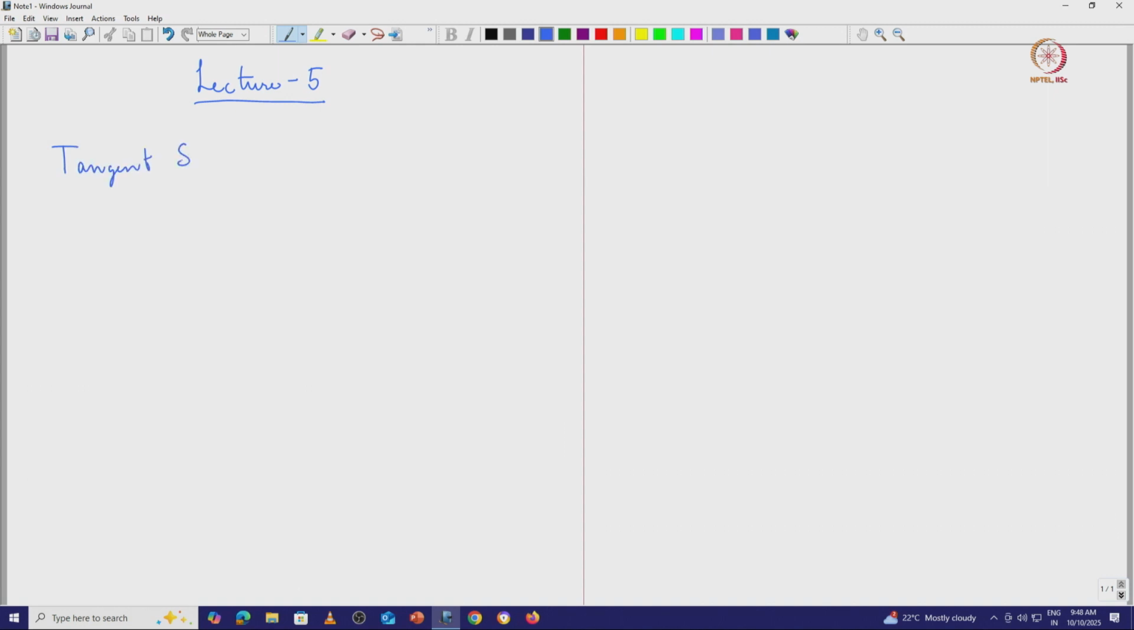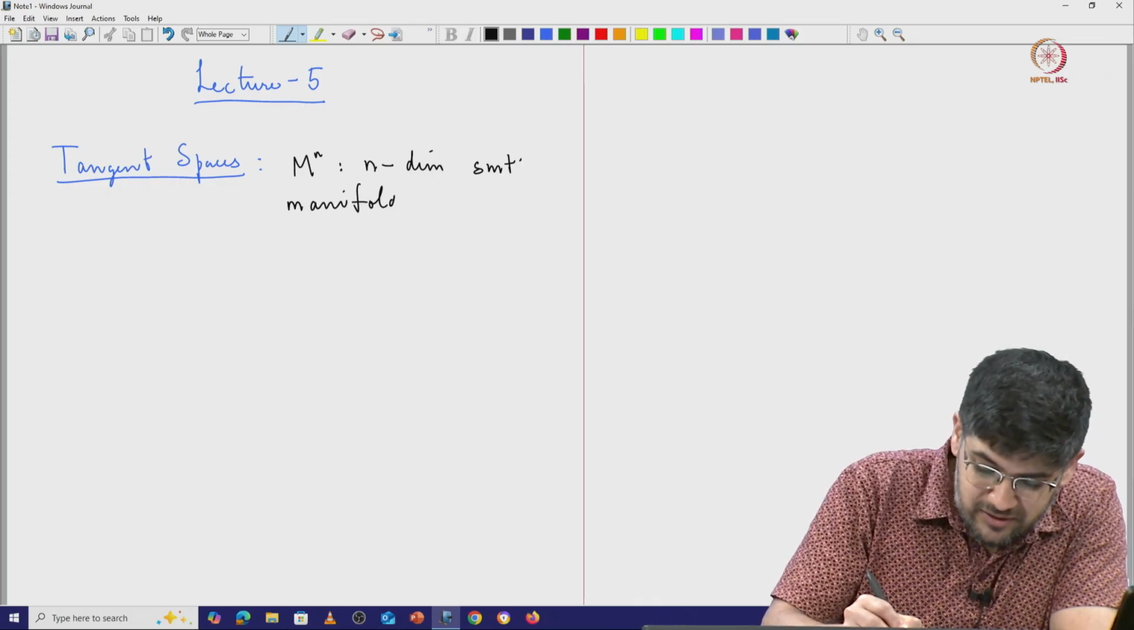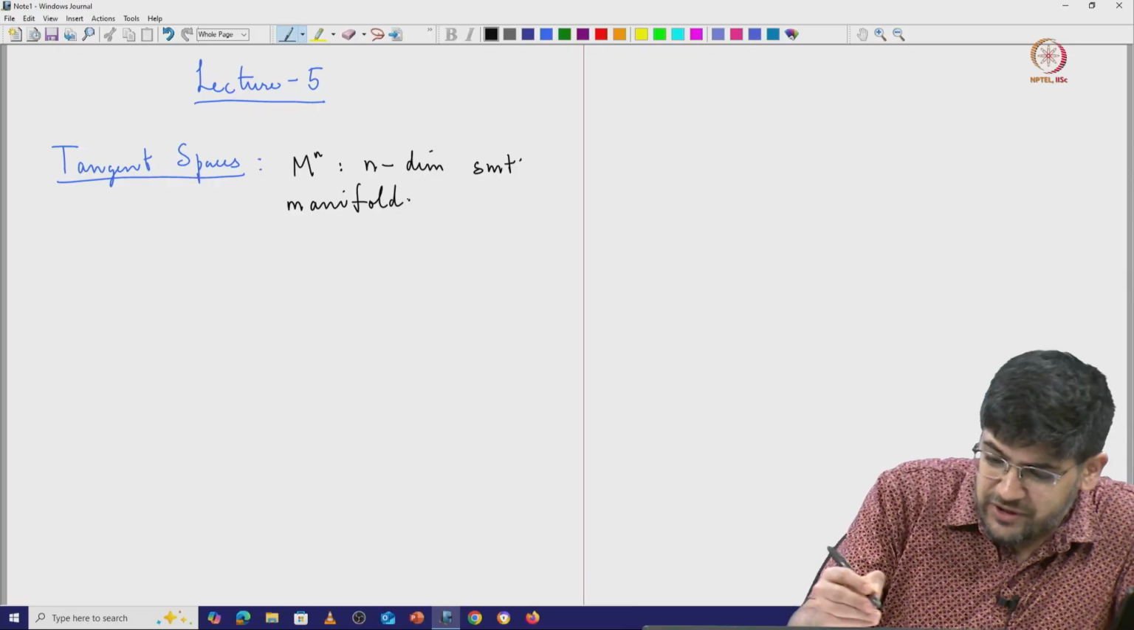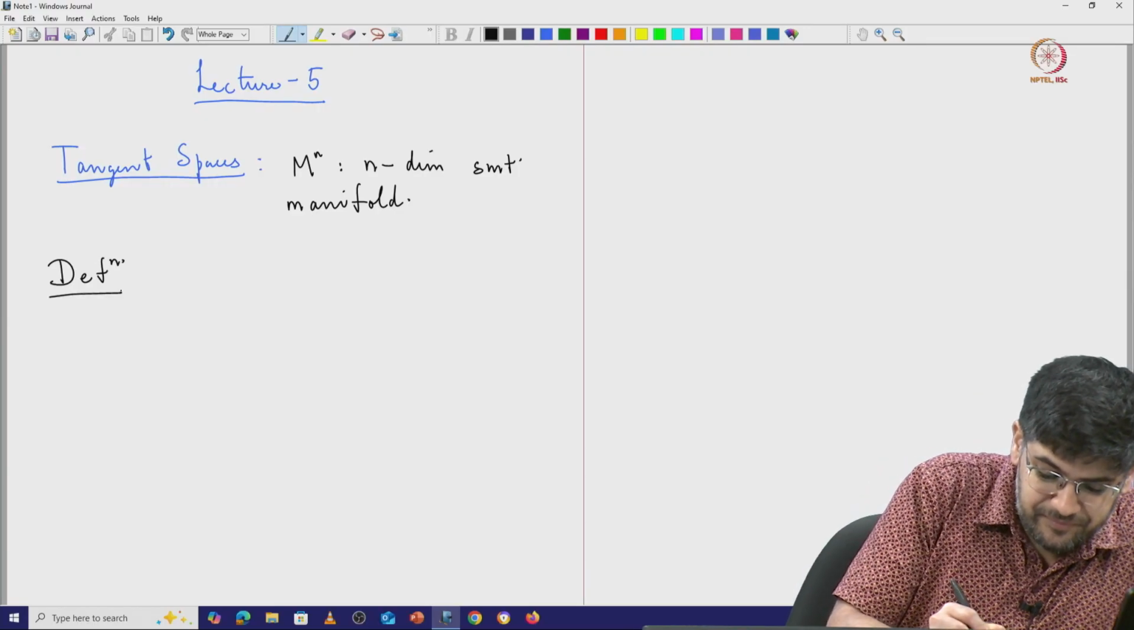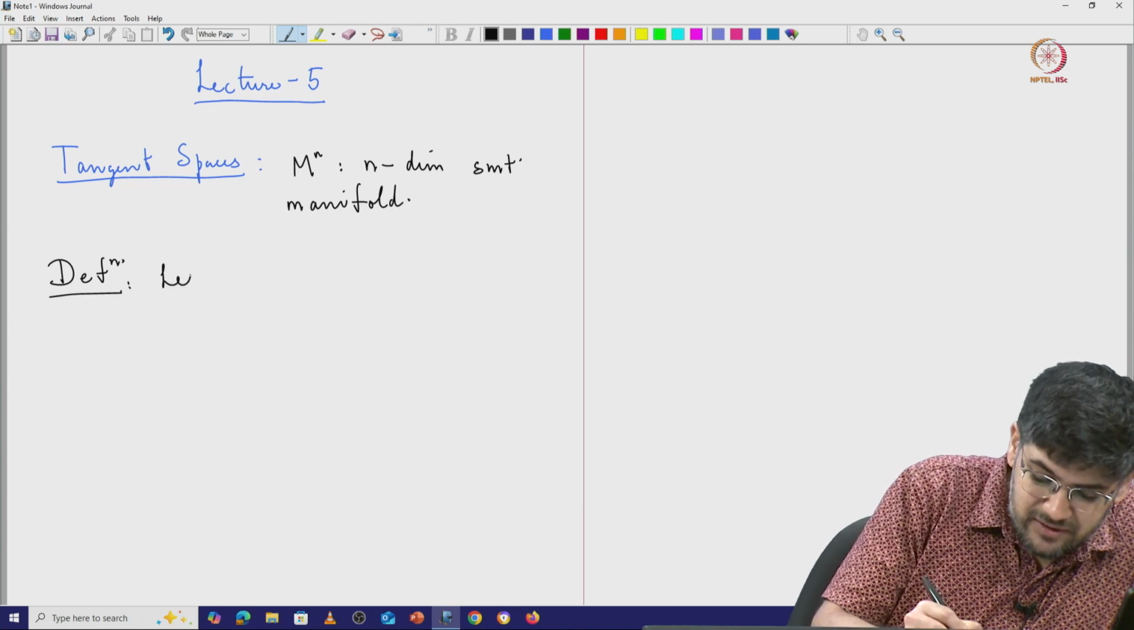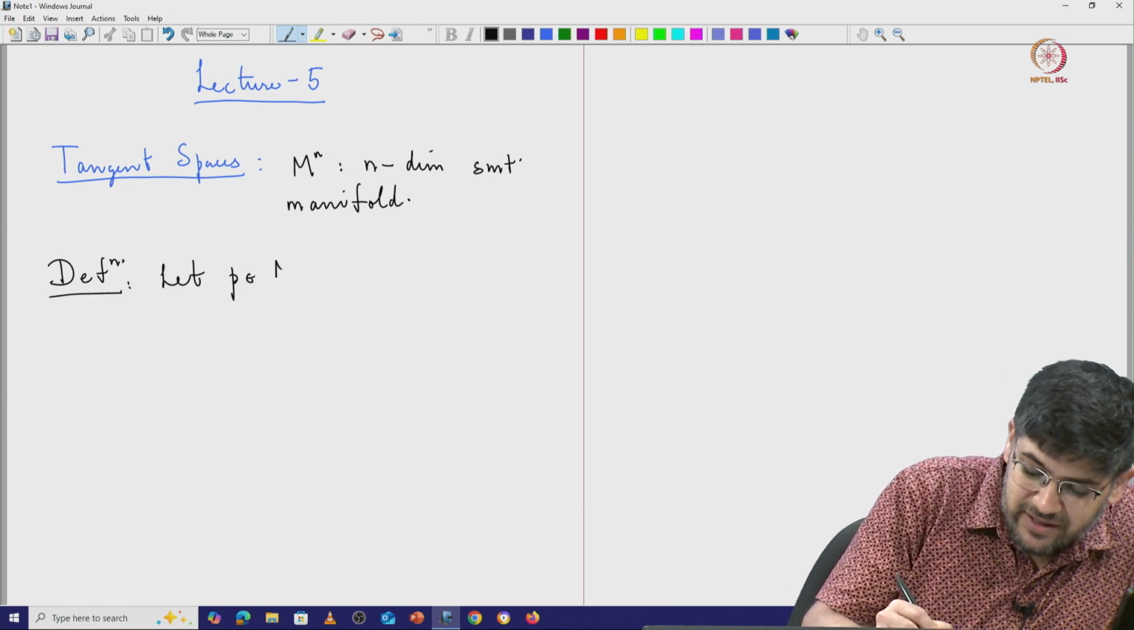tangent spaces and tangent bundle, right. So like always, n will denote an n dimensional smooth manifold. Okay, so here is a definition. Let P be some point in M.